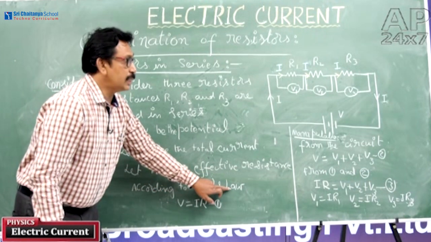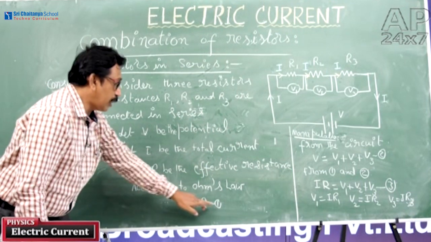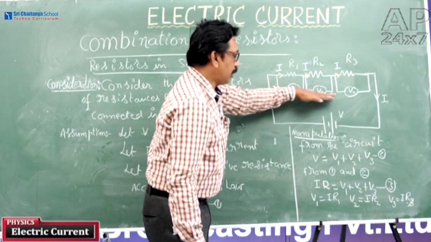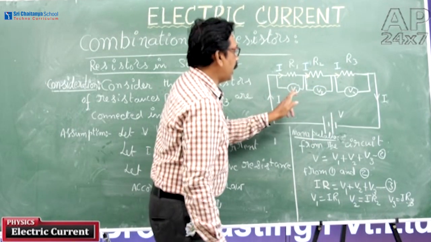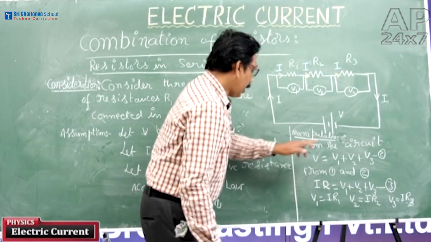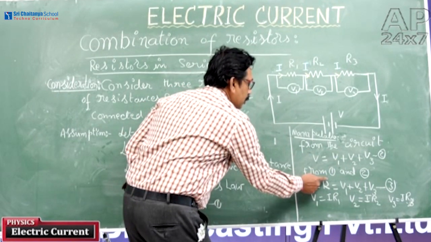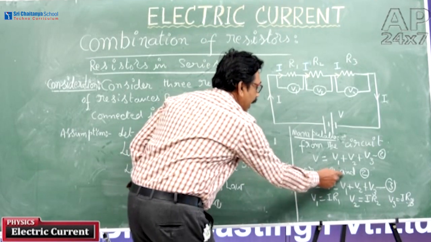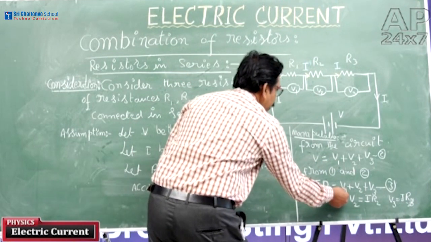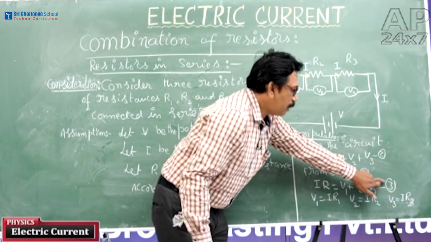According to Ohm's law, see the diagram. According to Ohm's law, what you can write: V is equal to IR, I wrote that here. Now, from the circuit, I am manipulating. From the circuit, this V is divided as V1 plus V2 plus V3. I am writing this. And from 1 and 2, this is V and this is also V, so I am equating these two. So from 1 and 2, IR is equal to V1 plus V2 plus V3. This is equation number 3.